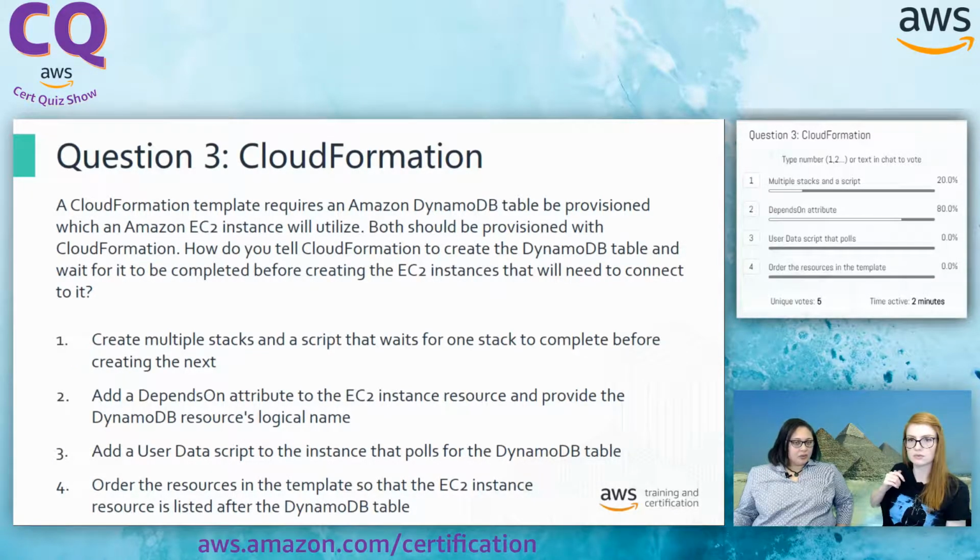So I don't think it's number one. Okay, add a depends on, yep. There you go. Looks like what I was talking about. Attribute to the EC2 instance resource and provides a DynamoDB resource. So obviously it looks like this is the right answer. So what we do is we're going to add the DependsOn to the EC2 and say once that DynamoDB table, and you have to actually provide the name of that DynamoDB table, it will then start launching the EC2 instance. Cool. Add a user data script to the instance that polls for the DynamoDB table.